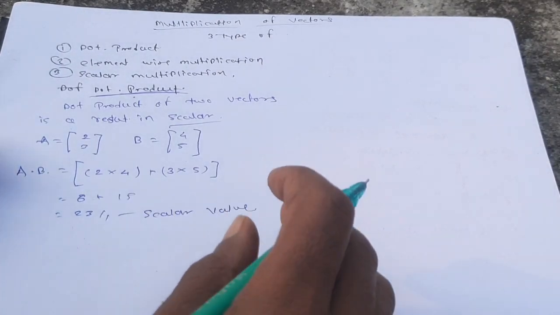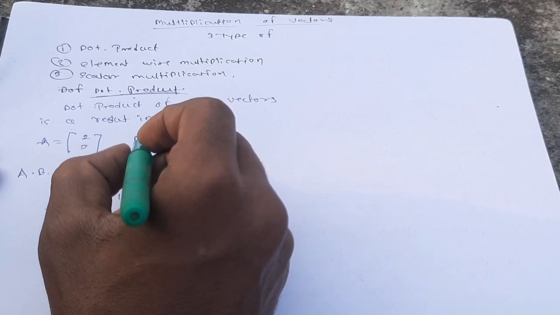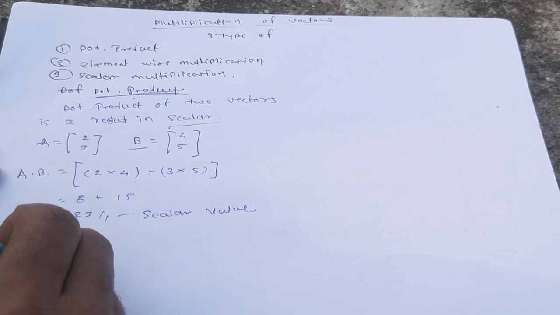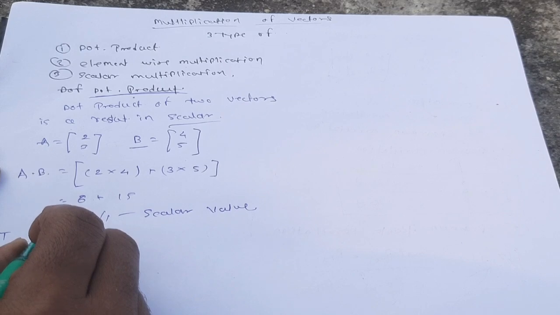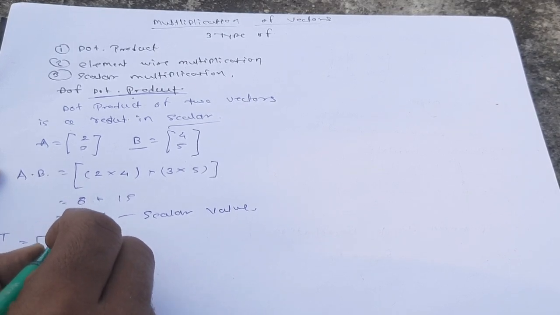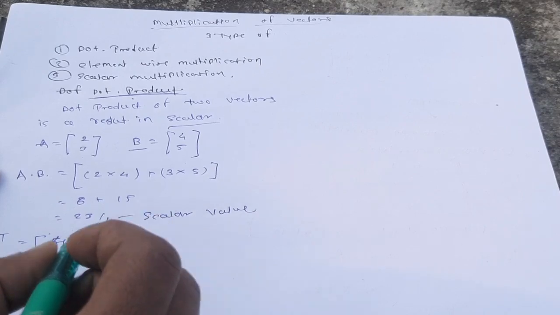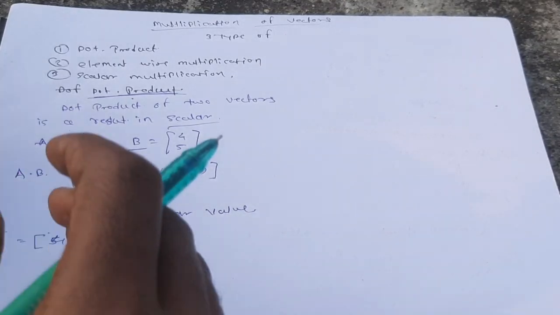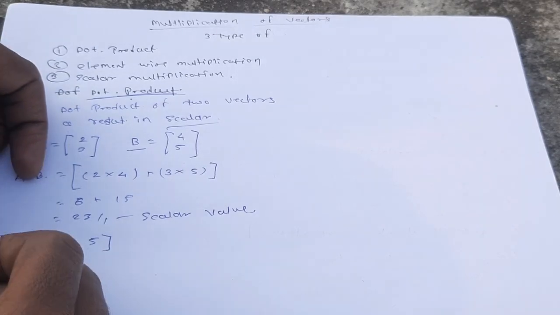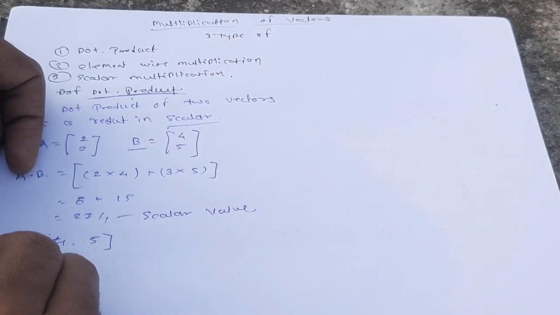Okay, let's say you get the transpose of the b vector. What is the transpose of the b vector? It is nothing but 4 and 5, the transpose of the b vector. And let's take the dot product of the a vector and the transpose of the b vector. So what is the result?